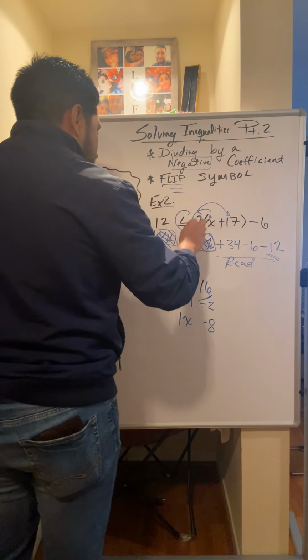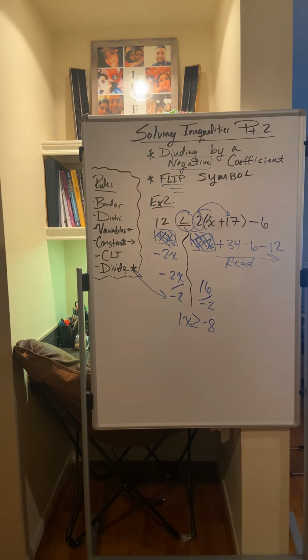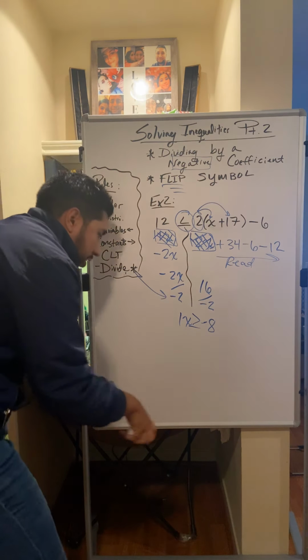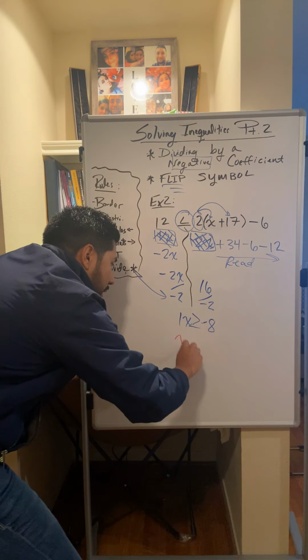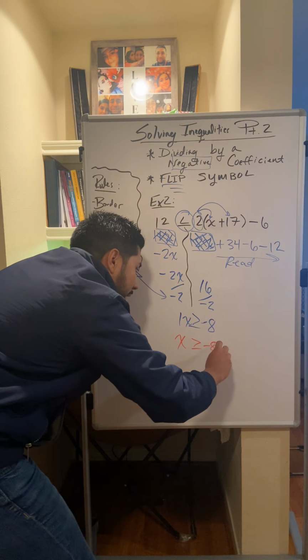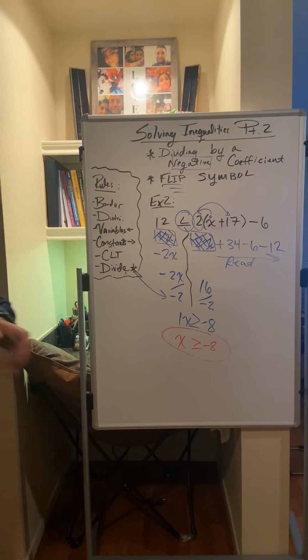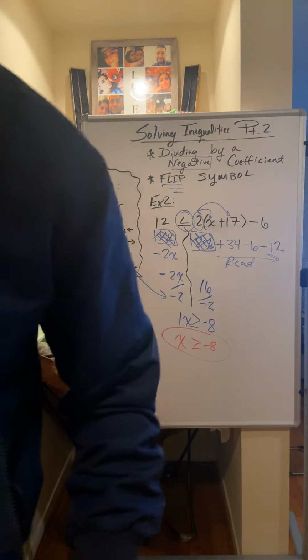And then my symbol switches over to greater than. Remember, I don't like that one in front of the x, so you can either erase it already or just rewrite it. X is greater than or equal to negative 8. And that's it. Pretty good stuff, ladies and gentlemen. Make sure you write that down.